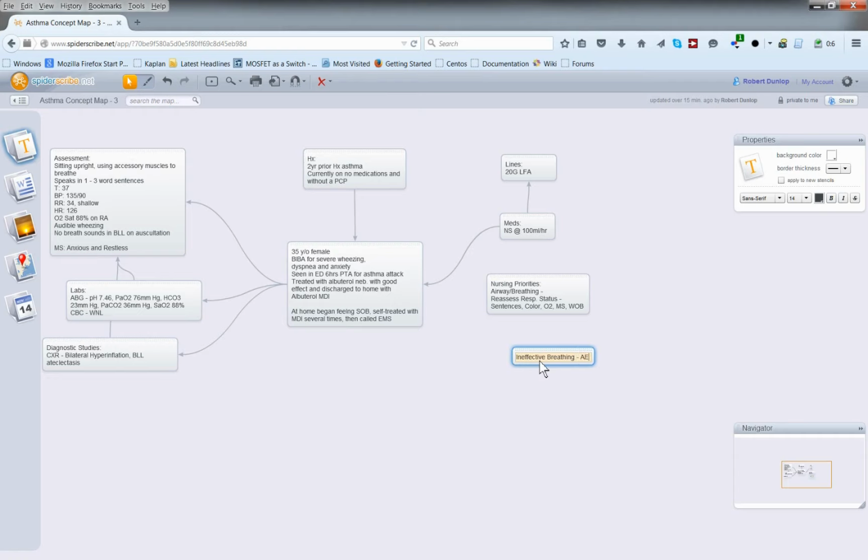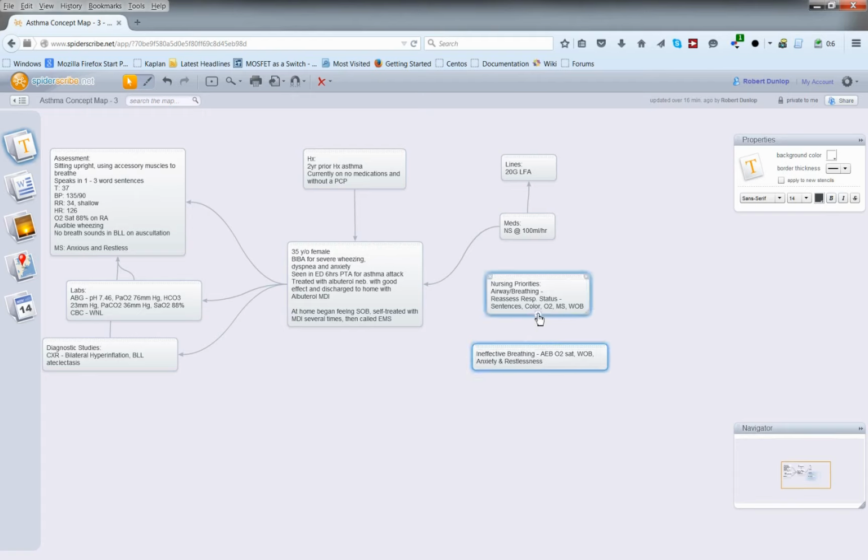As evidenced by her O2 sat, her work of breathing, anxiety and restlessness. Okay, and what am I going to do about that? Oh, I don't care about that right now. Well, I do, but we'll come up with a plan later. Well, actually, that's what you'll come up with. So there's my first nursing diagnosis.